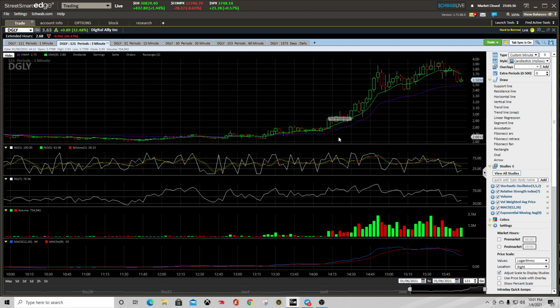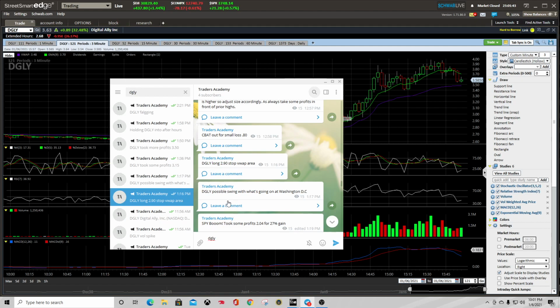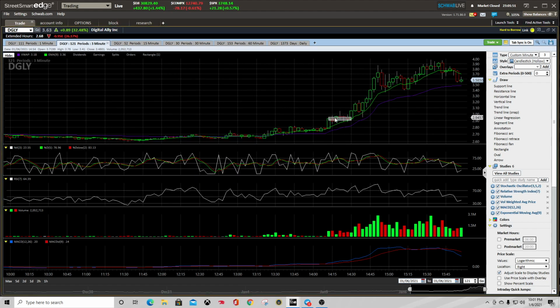Now this trade, volume started coming in, and you can see right here it says DGLY possible swing with what's going on at Washington DC. With the unrest that was happening over there, DGLY makes body cameras for the police. They make other products that have to do with security. That's why I decided to play this stock. So anyway, let's say you enter with 33 shares.